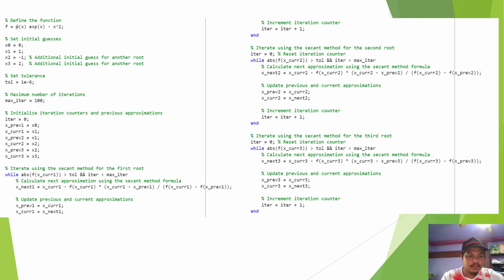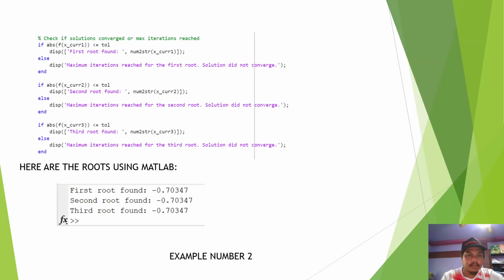Iterate using the second method for the first root. Then the second method for the second root. Iterate, then the third root. And the last part of the code is to check if solutions converge or the maximum iterations are reached.